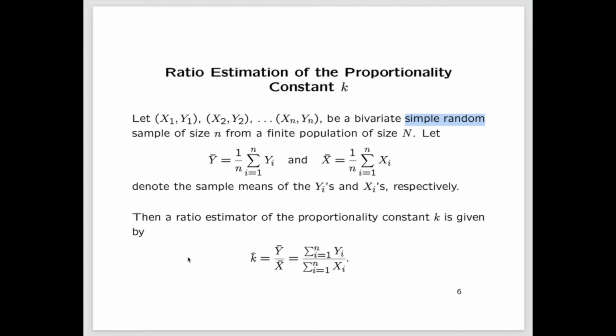Then a ratio estimator of the proportionality constant k is given by the ratio of the mean of the y values to the mean of the x values. And we can also express that as the ratio of the sum of the y values to the sum of the x values, because in both the numerator and the denominator we've got a 1 over n, and those 1 over n's cancel out. So this would be one way to come up with an estimator of k.